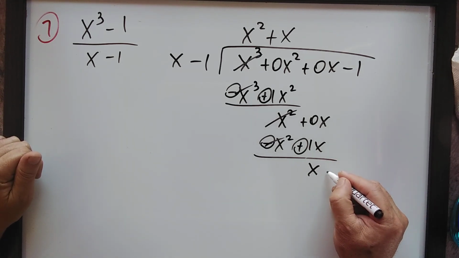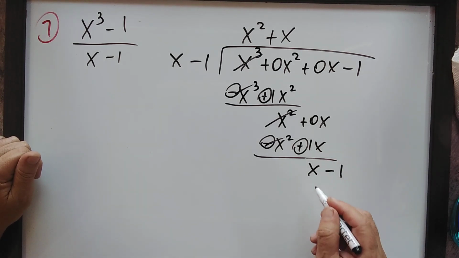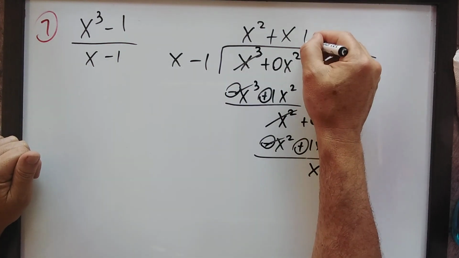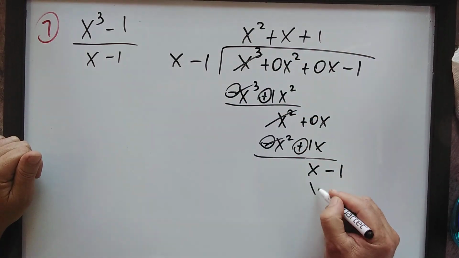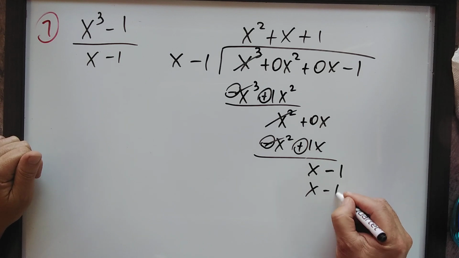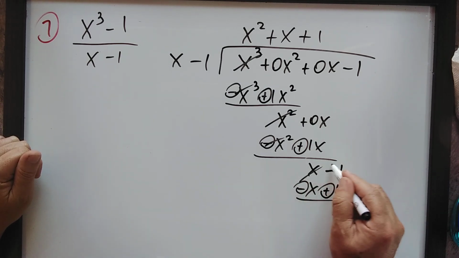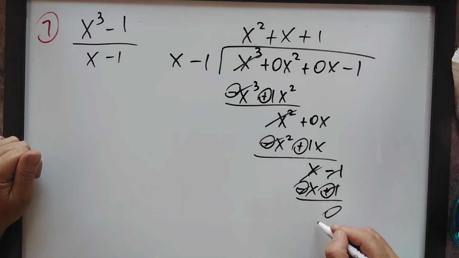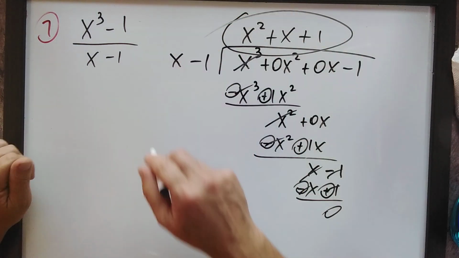Bring down the last one, minus 1. x divided by x is positive 1. 1 times x is x. 1 times -1 is -1. Change signs to the opposite, and they cancel out to 0. So that's my answer right there.